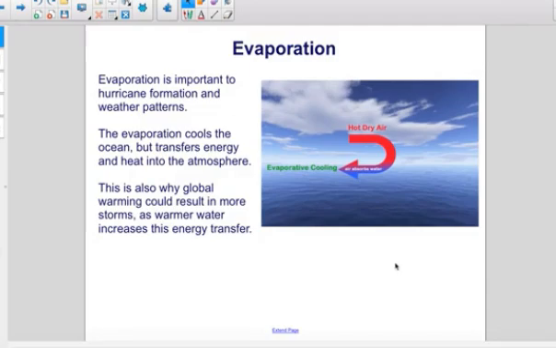Evaporation is important to hurricane formation and weather patterns. The evaporation cools the ocean, but transfers energy and heat into the atmosphere. This is also why global warming could result in more storms, as warmer water increases this energy transfer.